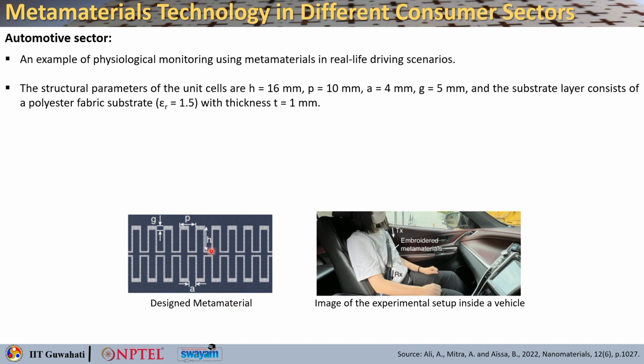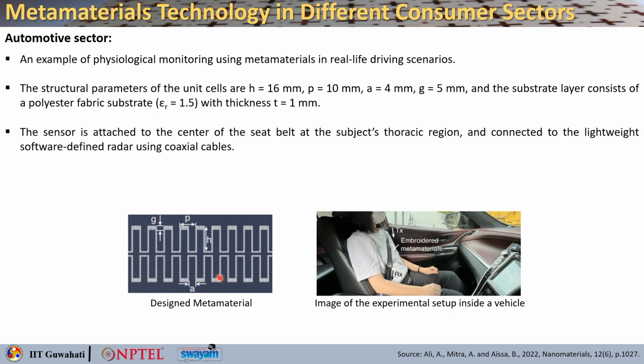So, you have different parameters like h equals 16 mm, the pitch p around 10 mm, a is around 4 mm, and g is 5 mm. So, these are all done on a substrate which consists of a polyester fabric. So, permittivity is roughly 1.5 and overall thickness is around 1 mm.